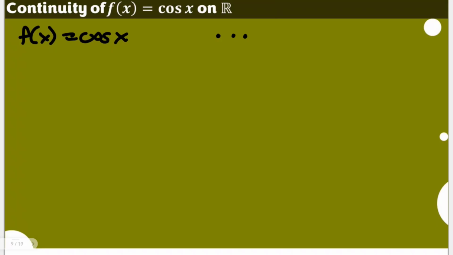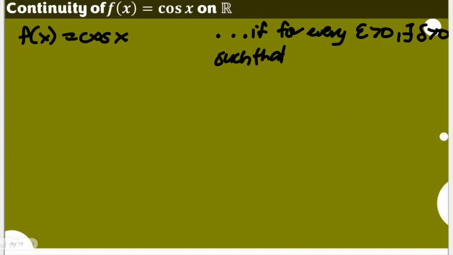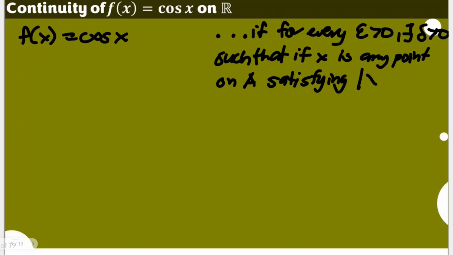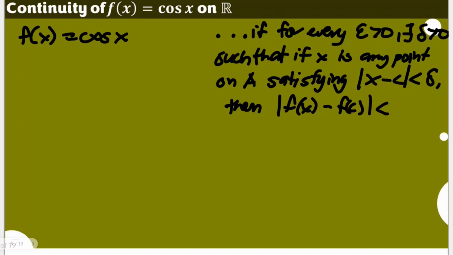Then we can say that f is continuous at the point C if, for every epsilon greater than 0, there exists delta greater than 0, such that if x is any point on A satisfying this inequality, the distance of x and C, where C is an element of A, is less than delta, then we need to show that the absolute value of f of x minus f of C is less than epsilon. We need to target this as part of our goal.